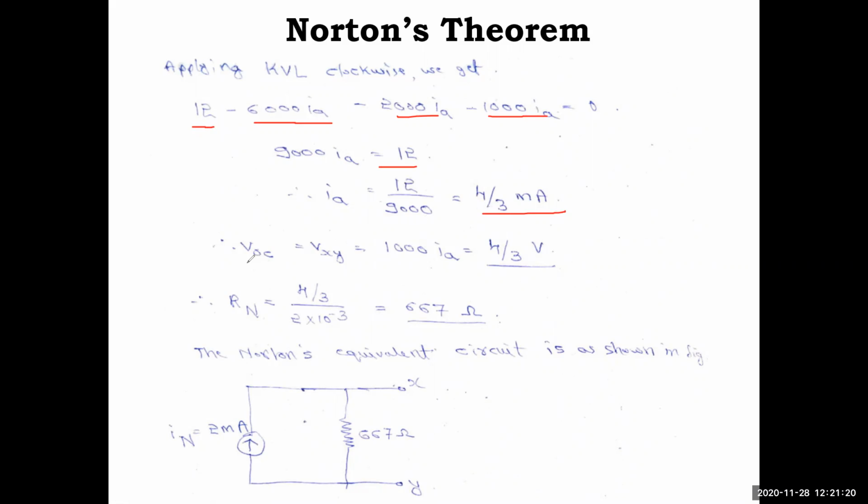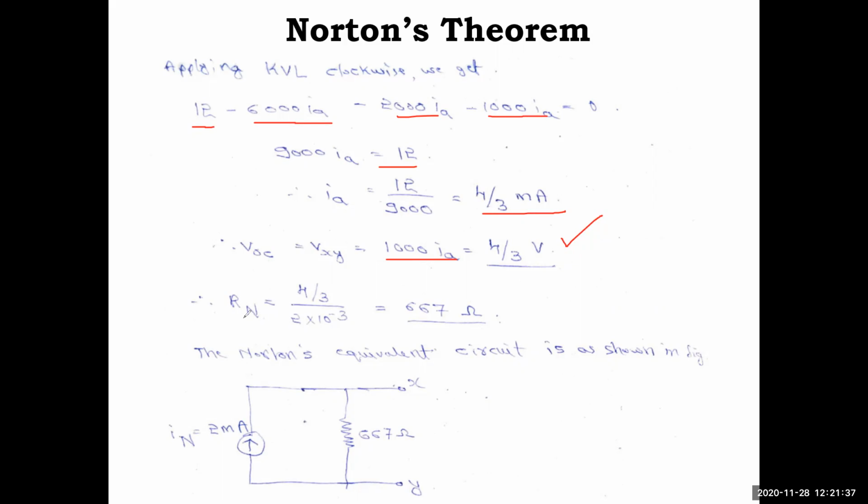So VOC or VXY is equal to 1000 IA. Just multiply 1000 into 4 by 3 milliamps. So milli and 1000 cancel out, and you'll get 4 by 3 volt, which is approximately 1.333. We'll keep it as it is.